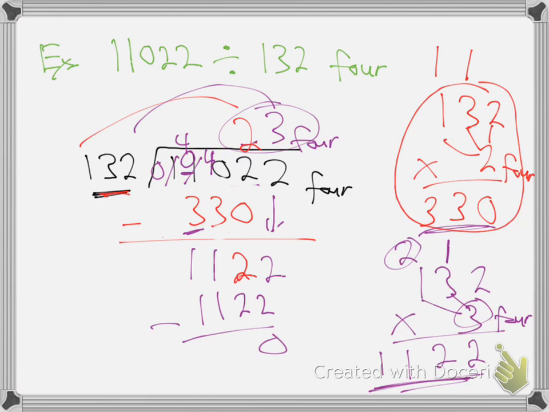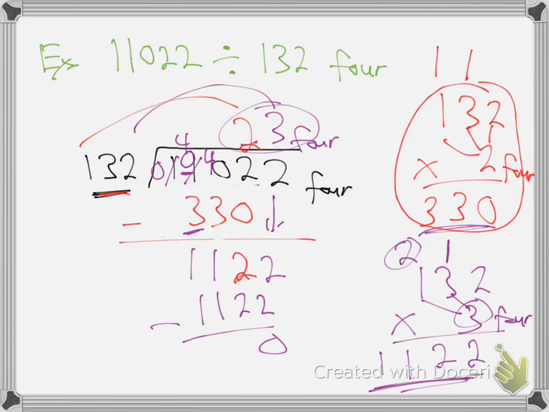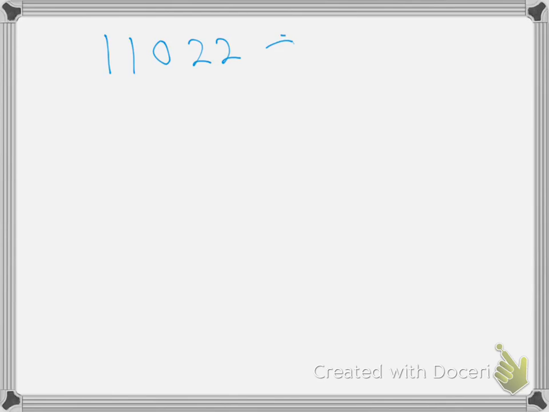Would you prefer repeated subtraction? I don't care. It doesn't matter to me. Let me go back and redo it again. 11022 divided by 132 base 4. This is a redo here.